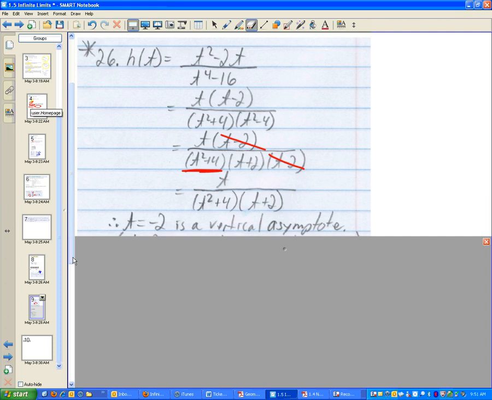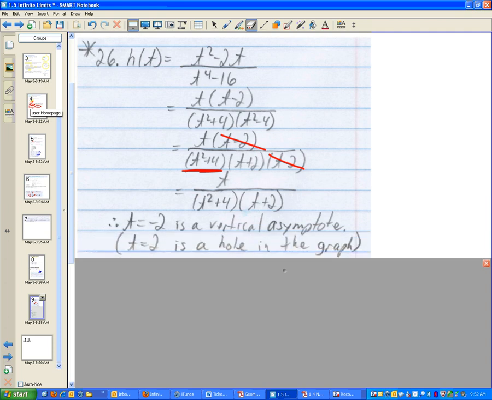And they don't ask us, but what happened at t equals 2? We removed it. It was removable. So what was there in the graph instead of an asymptote? There was a hole. So they don't ask you that. You don't have to put that. But you need to realize that's what was going on. There was a hole in the graph there, because it makes the denominator equal 0.